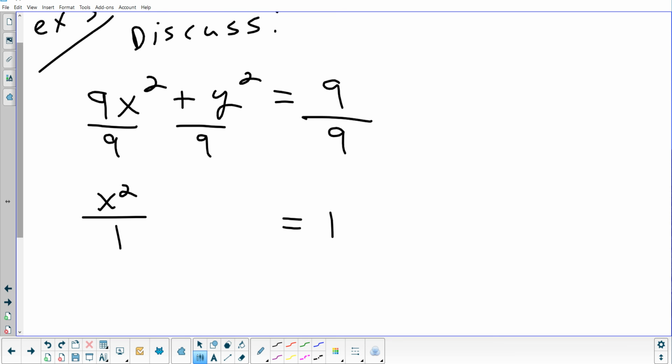9 divided by 9 cancels out, but you might as well leave something there because you have to recognize a squared and b squared. Okay, now that's ready to discuss. The first two things you always want to write down are the center and the direction of the major axis, because everything is built off those two things.